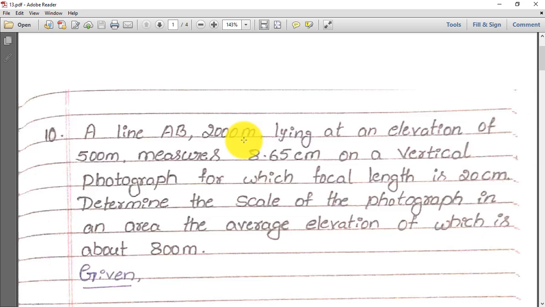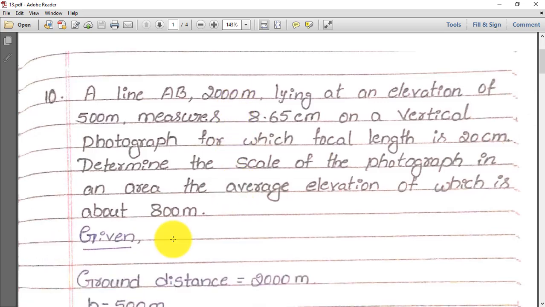Another trick to remember: this is 2000 meter, which is nearly 2 kilometer, so obviously it is not on the map. The map is a smaller one. You will be getting units in centimeters, correct? But this is 2000 meter. So you can easily remember that this one is not a map distance. This is a ground distance.